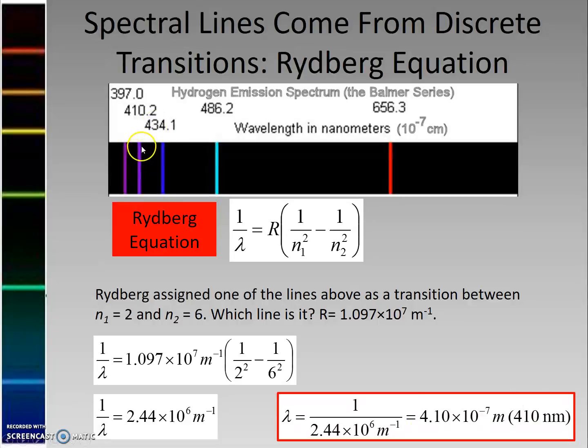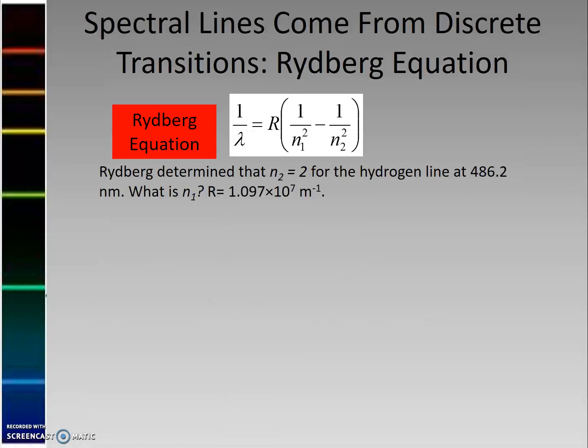So it turns out that this purple line right here is the one that Rydberg said had a transition between a 2 and a 6. Those are the arbitrary numbers he assigned. Again, not saying anything about atomic structure at this point. That comes later. Here's another one I could do.